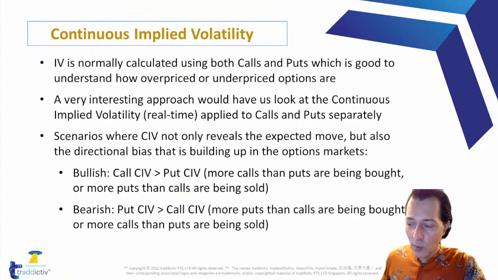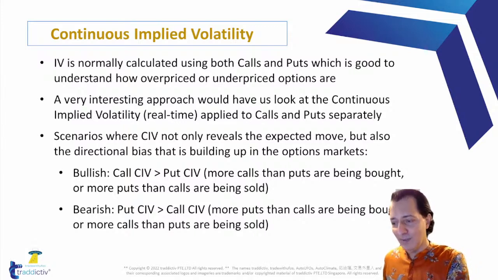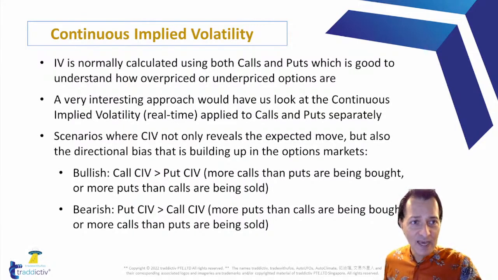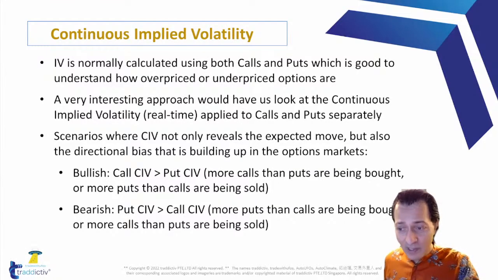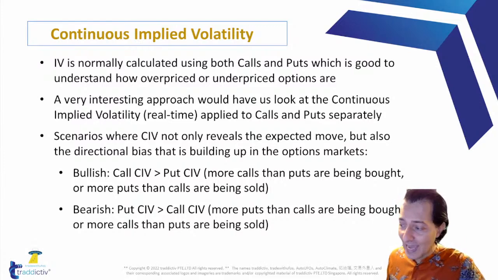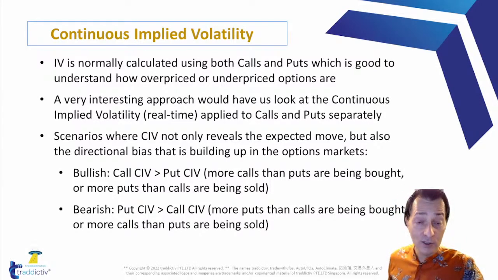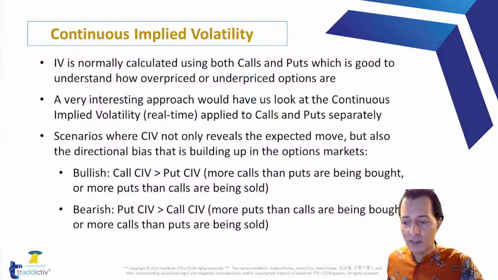So if more puts are bought than calls, which is bearish, or more calls are sold than puts, which is bearish, now you will get that effect where the put continuous implied volatility is greater than the call continuous implied volatility, which is a bearish sentiment building up on the options arena, and the stock may have not moved yet. But when that's building up from behind the scenes, guess what's likely going to happen later on the stock price chart. Okay, now you're going to see those candles moving, and you kind of knew ahead of time that this was going to happen because you are looking at options data.